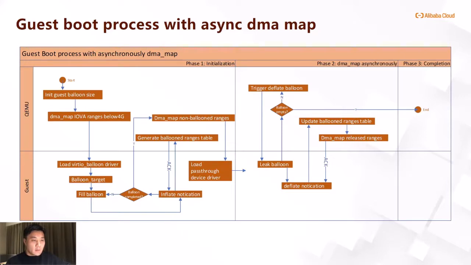Phase 2. QEMU triggers deflate balloon step by step. The front-end driver of virtio-balloon receives this event and calls leak balloon to deflate. As in the inflating process, QEMU can receive the deflate notification and get the released pages' PFN. Then QEMU updates the balloon page table and triggers DMA map of the released pages. After the balloon is empty, everything is back to normal.